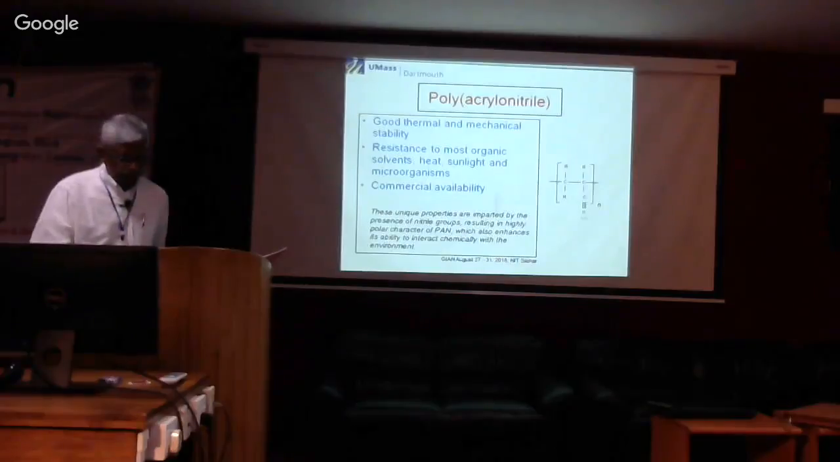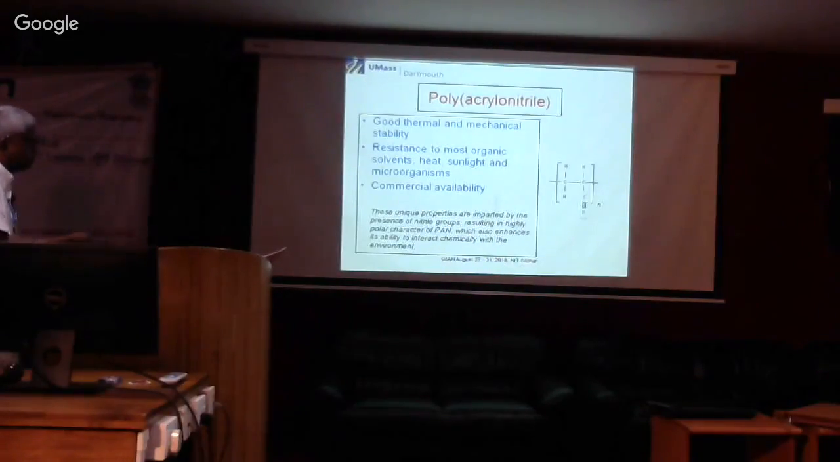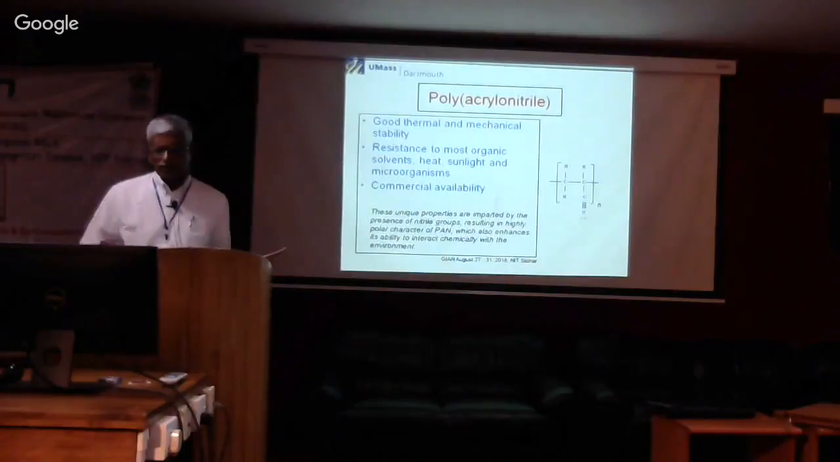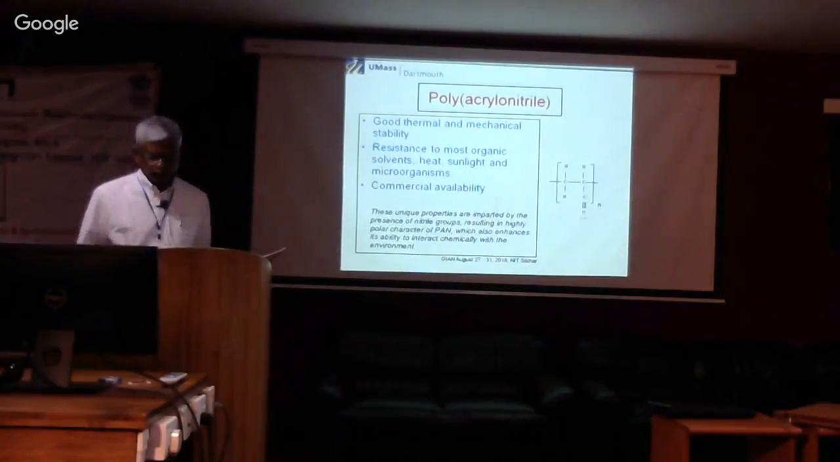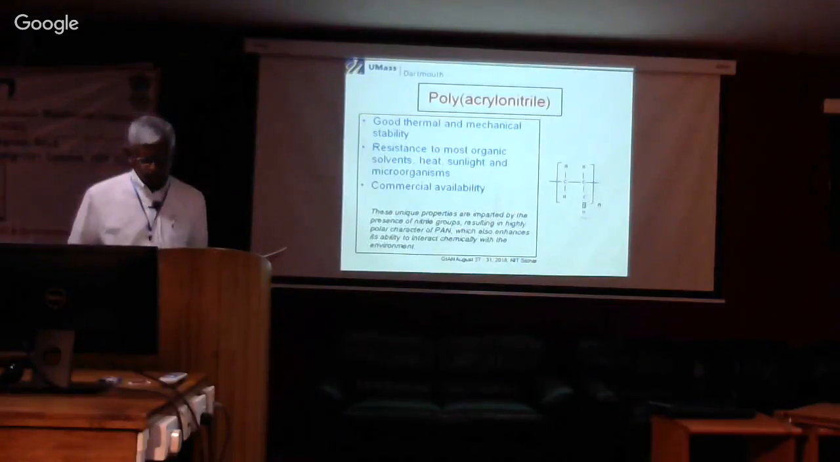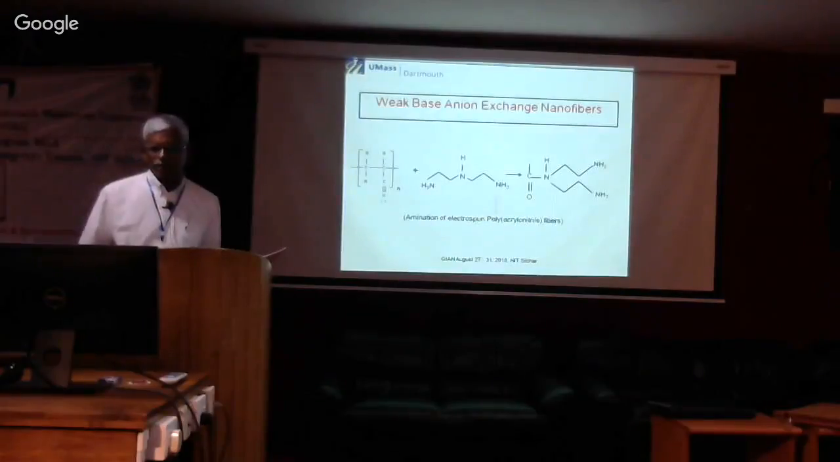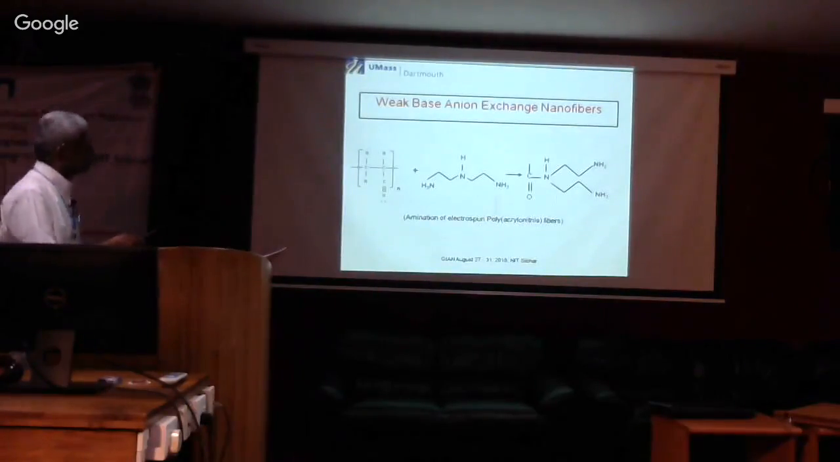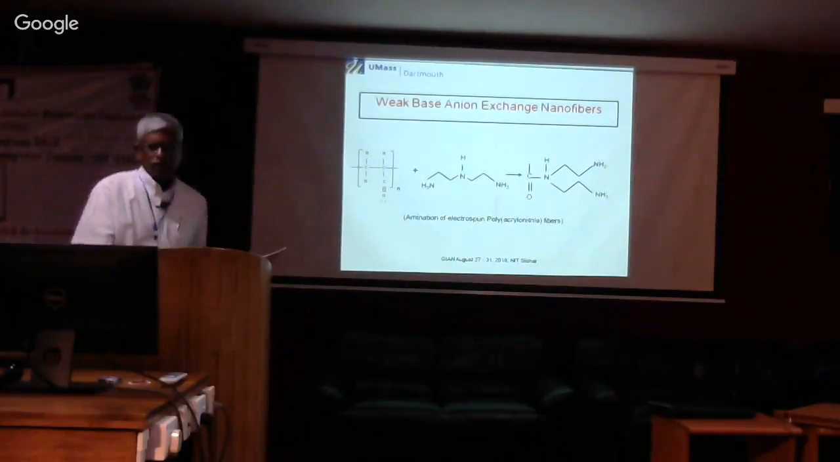And the main reason, of course, as you can guess, is because of the nitrile. C triple bond N gives a lot of versatility, and this C triple bond N is what we exploit for our purpose. So one can look at amination. How do you aminate it? Well, very standard process, as you see on the screen.